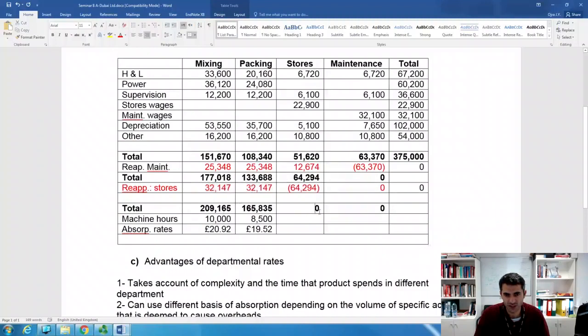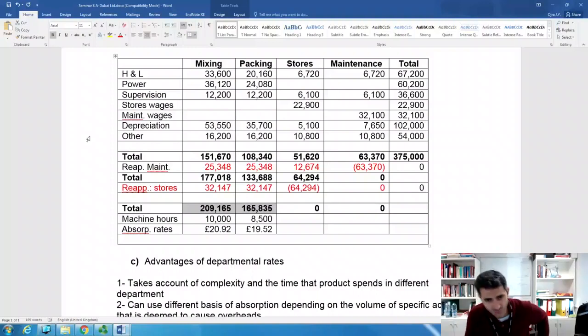So at the end of the day, you can see that this is 0 stores, 0 maintenance, and the total for production departments, the final total including 209,165 for mixing and 165,835 for packaging. And this is step 2B. So these are the final two figures for the mixing and the packaging.